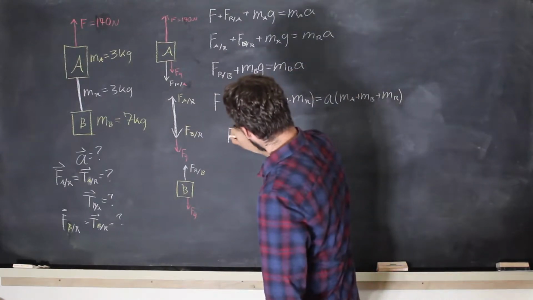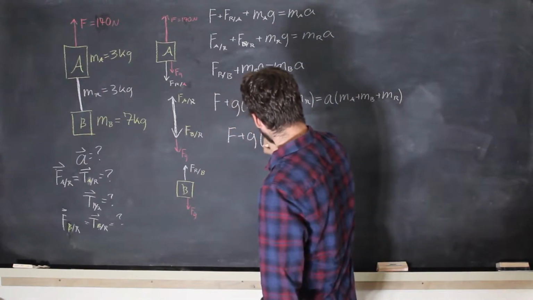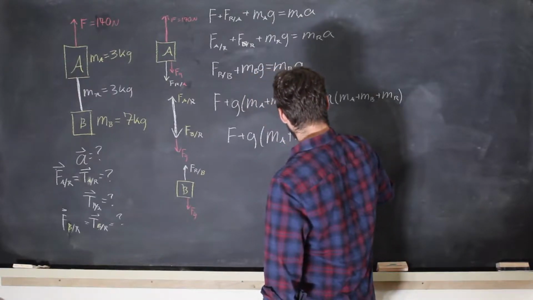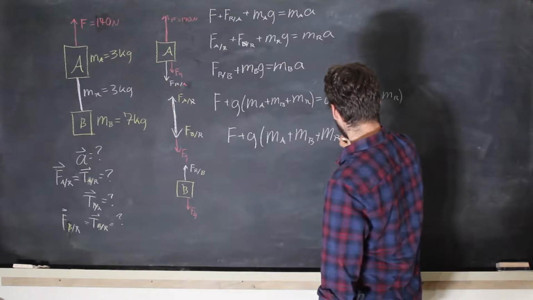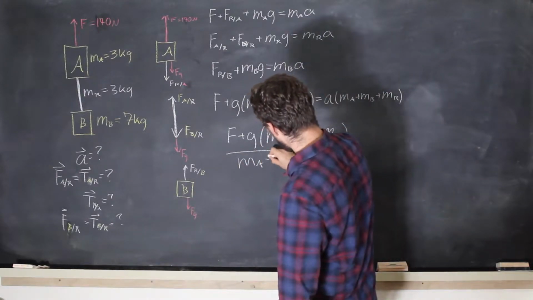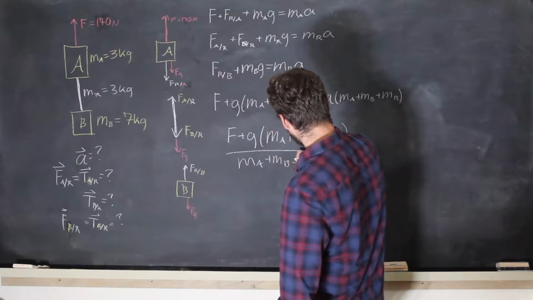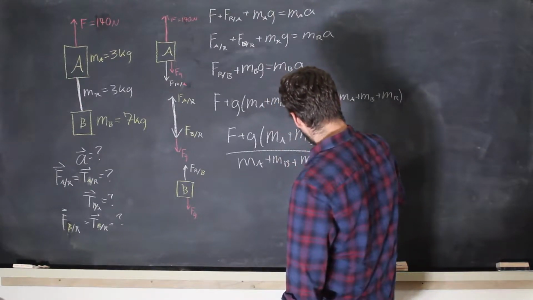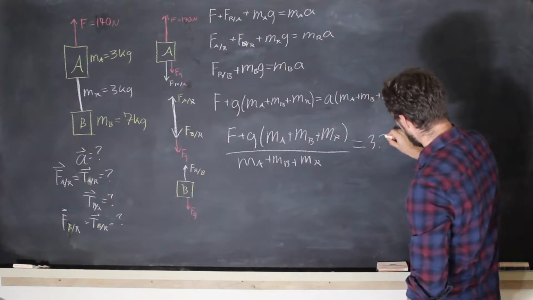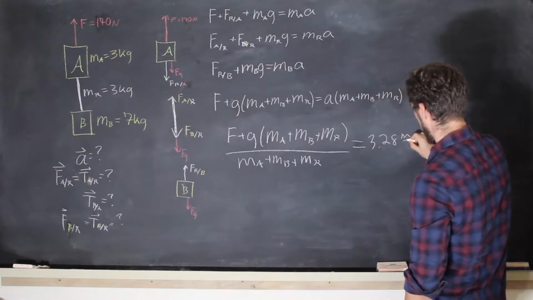So F plus G over MA plus MB plus MR is going to be equal to 3.28 meters per second squared.